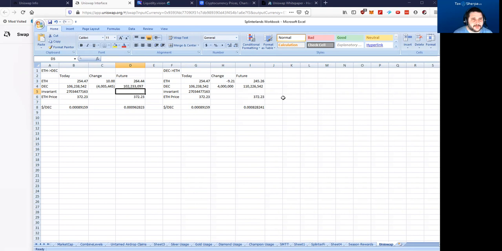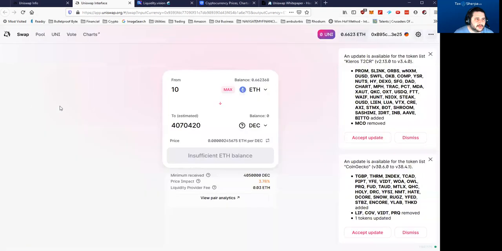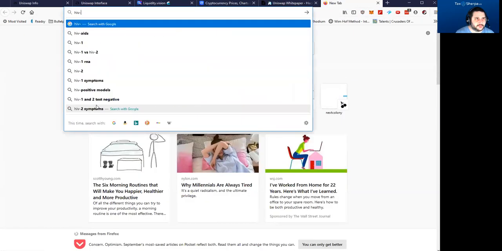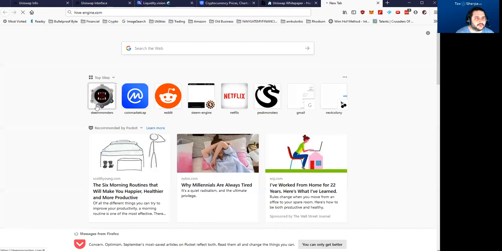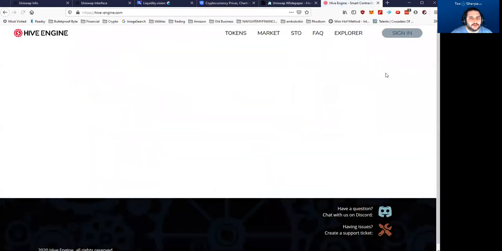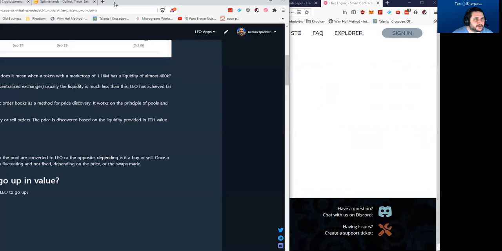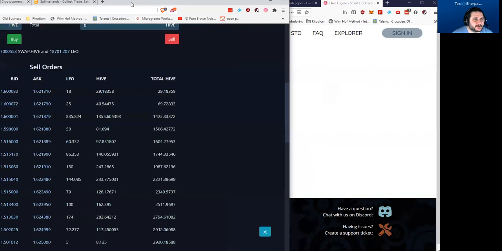As far as how that compares to Hive Engine, let's go to Hive Engine and see. All right, is Hive Engine going to cooperate? All right, let's do it in Firefox. Well, let's do it in LeoDex here.